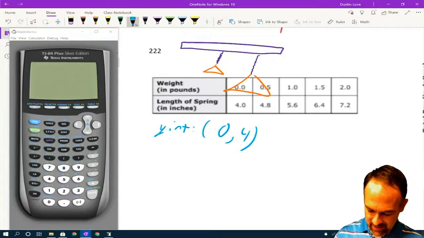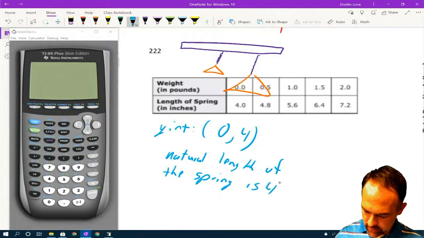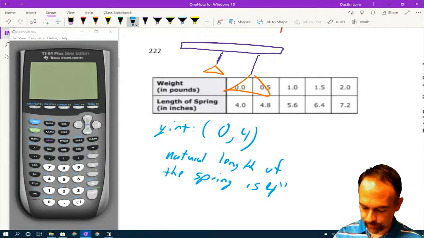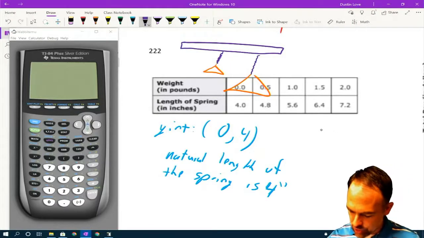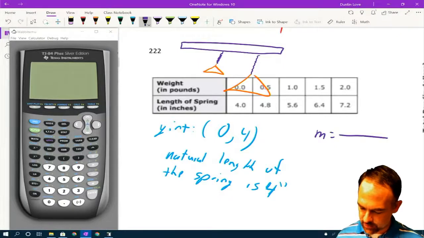Well, that sounds like that is the natural length of the spring, 4 inches. And when I say natural length, I mean without putting any weight on it to stretch it out. Okay, let's also look at our slope here, because there is no x-intercept, so we don't have to worry about our x-intercept.